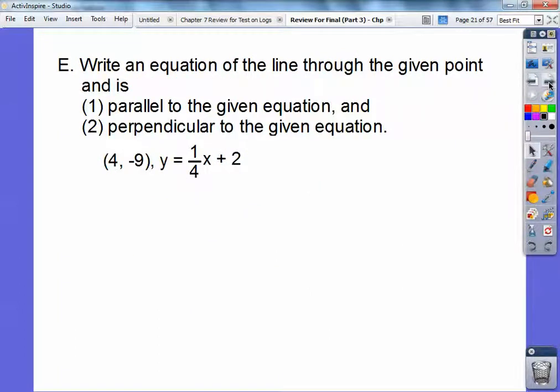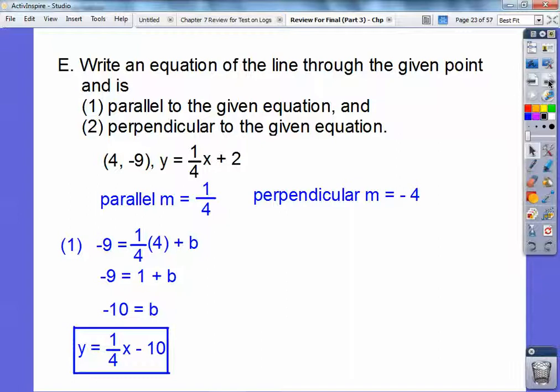Write an equation of the line through the given point that is parallel to the given equation below, and perpendicular to the given equation. Parallel, you guys, means it's going to be the same slope, 1/4. Perpendicular means flip it and change the sign, so it'll be 4 over 1 but negative because this one's positive. So y equals mx plus b, and I just substitute in my point. Here's my y equals m times this x plus b. That's what this action says right here. 1/4 times 4 is 1. Subtract, -9 minus 1 is -10. Same thing over here, except I'm going to use slope -4.